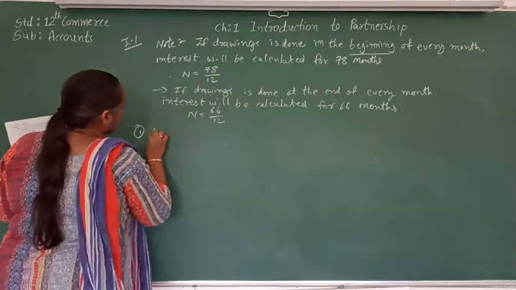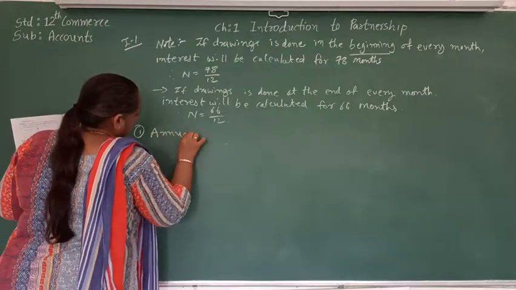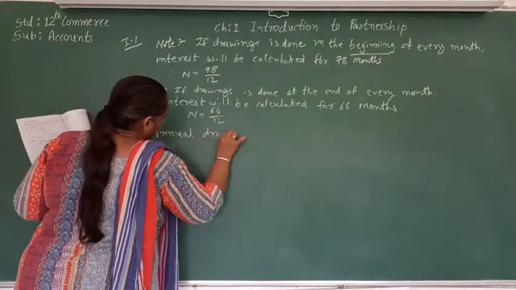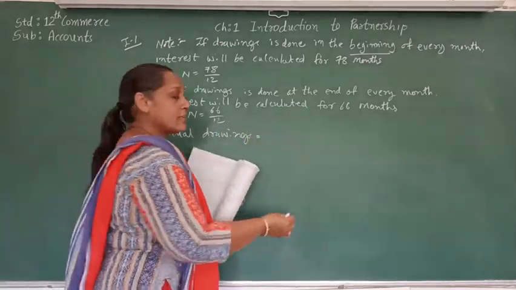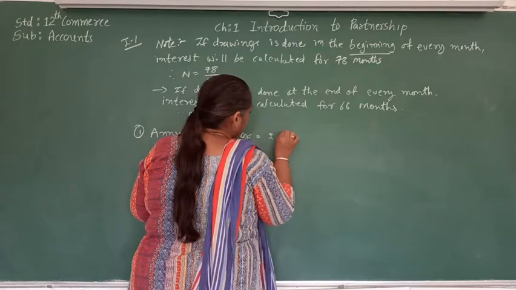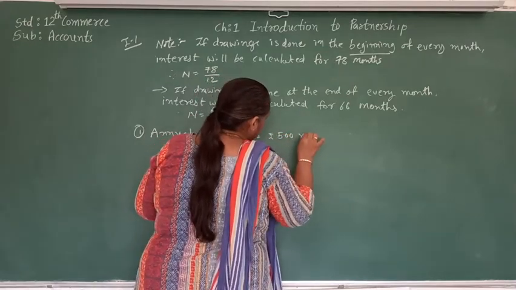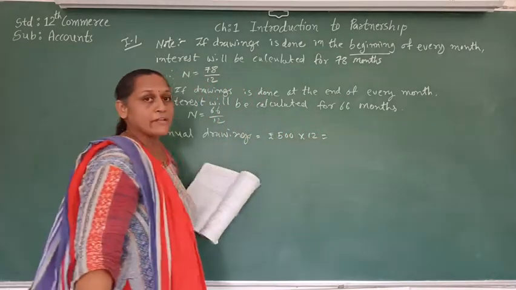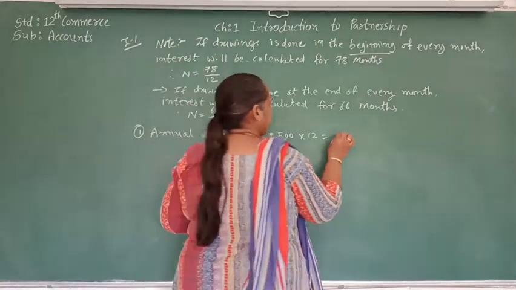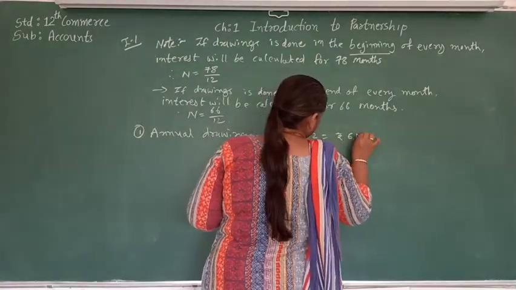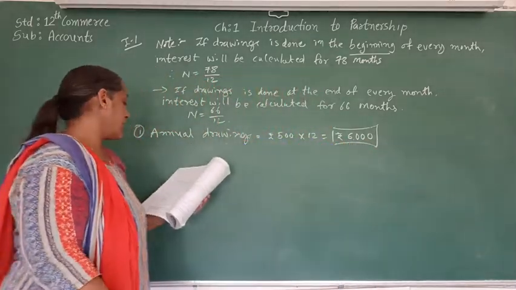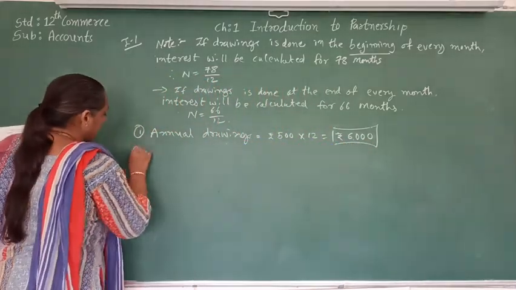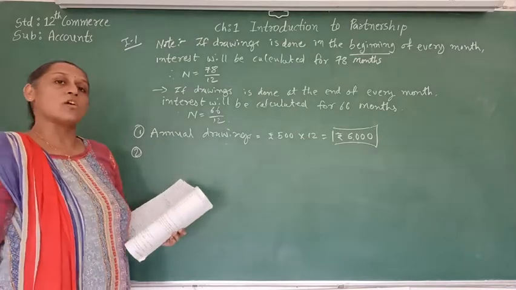So here annual drawing is equal to per month she is withdrawing rupees 500. So 500 into 12. So annual drawing will be rupees 6,000. So this is our first answer. Now let's calculate the second answer, that is interest on drawing.